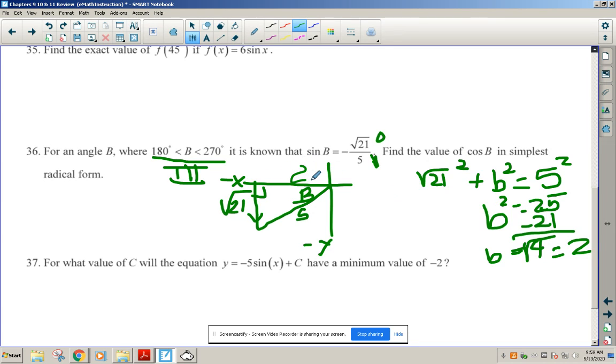Now this 2 is also going in the negative direction. So if I wanted the cosine, adjacent over the hypotenuse, I headed -2 to the hypotenuse of 5. And I didn't have to worry about radical form because in this instance, unless I made a mistake somewhere, rad 21 squared is 21, 25. Nope, no mistake. There's no radical for this answer.